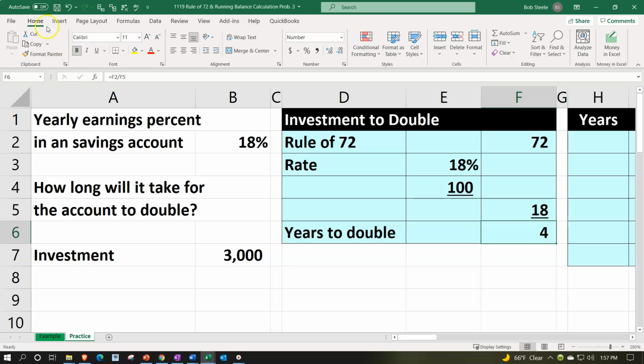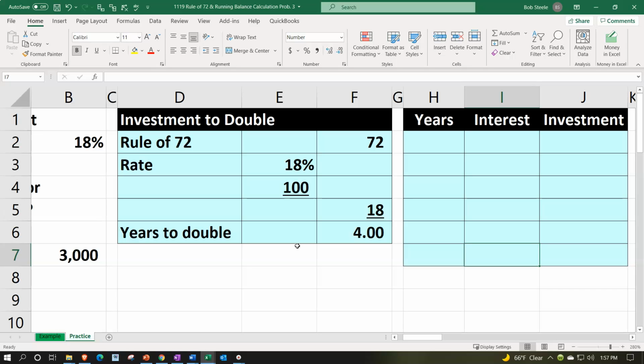I'm going to add some decimals anyways. Home tab, number, adding a couple decimals, about 4 years. So it'll take about 4 years to double. That means if we're starting with the 3,000, it takes us about 4 years to get to the 6,000 if we have an 18% growth rate, which would be quite high if inflation was low and so on. Okay, so let's go ahead and hide some cells now, and let's see how that would look in terms of a running balance calculation. Really useful thing to be able to do as a running balance calculation.